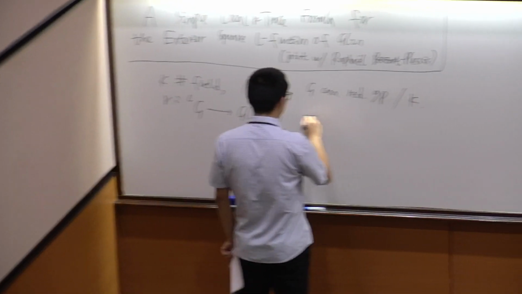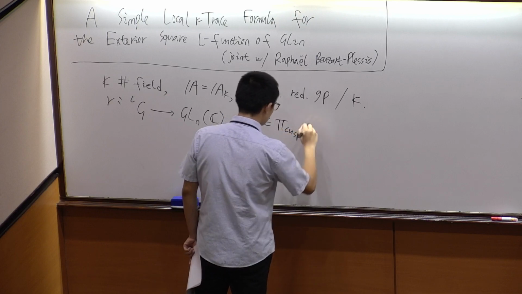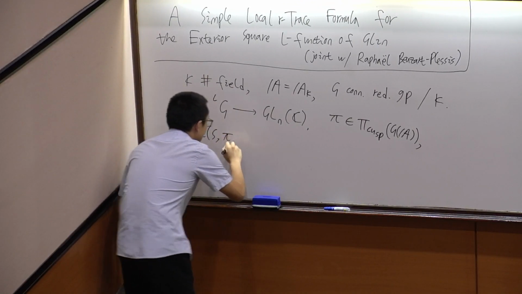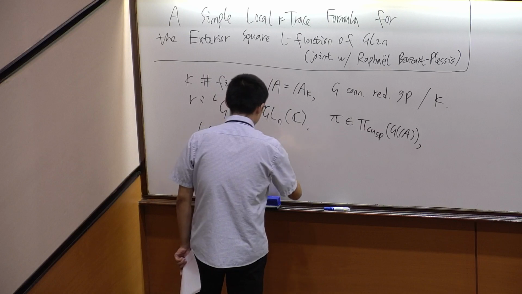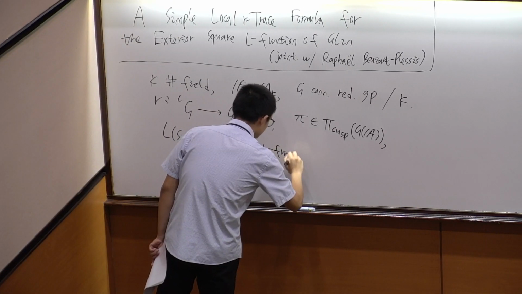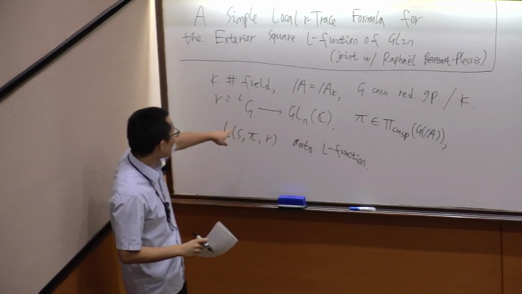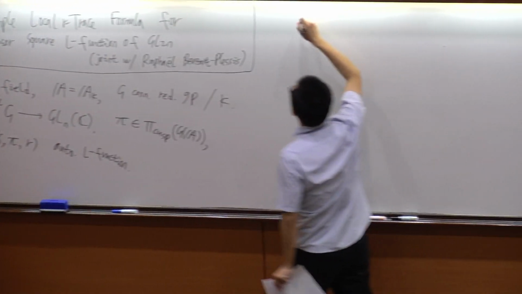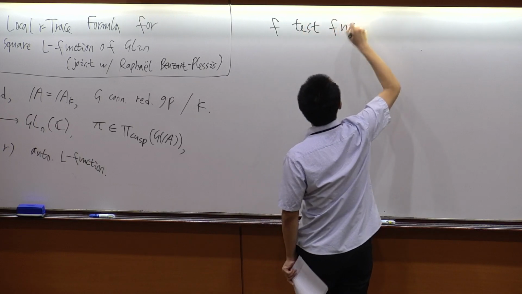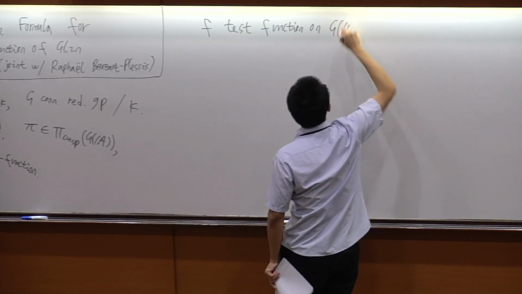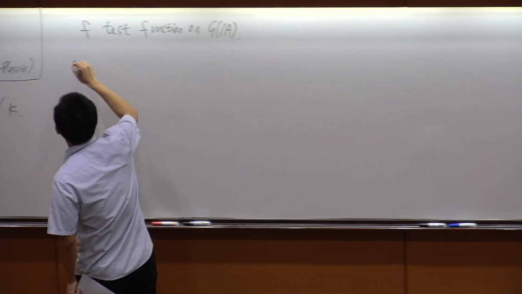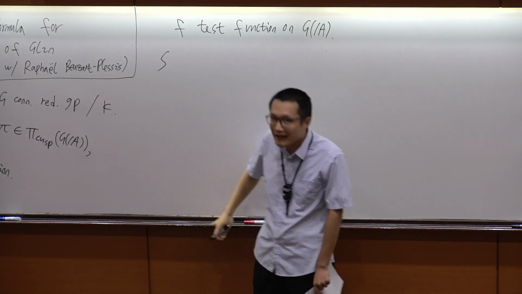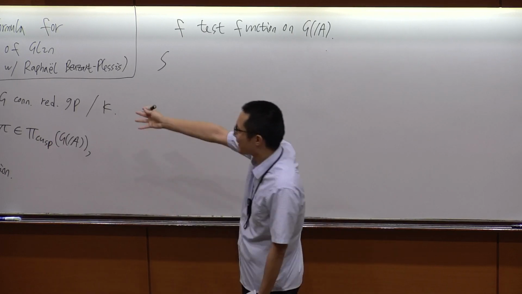Now if pi is a cusp form of G(A), we let L(s, pi, R) be the automorphic L-function. In fact, in Ali's talk last week he used rho, but here I use R because it's called the R-trace formula. Now let f be a test function on G(A). I should say the name R-trace formula first showed up in the paper by Jim Arthur, on the problem of beyond endoscopy. So he was the first one to call this the R-trace formula.